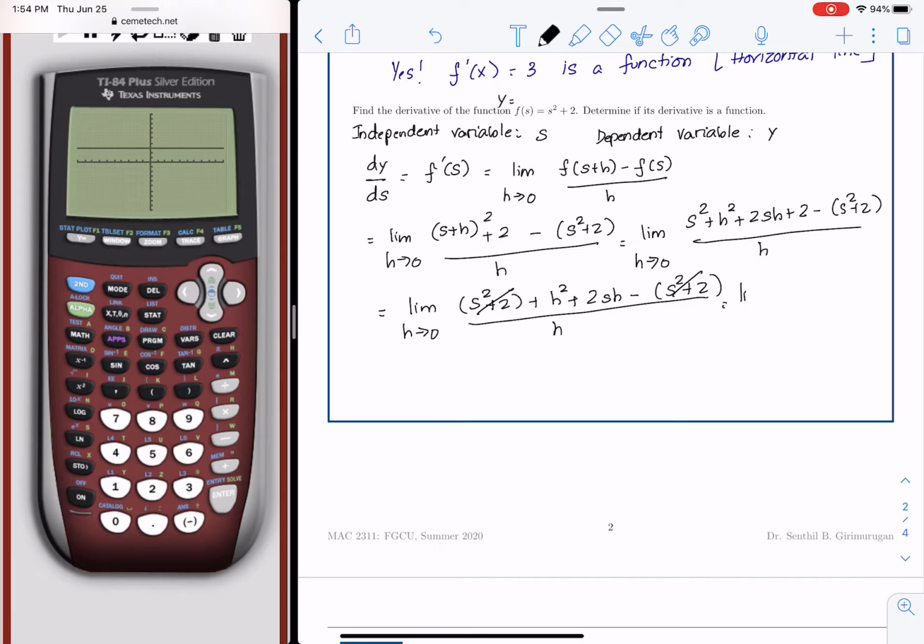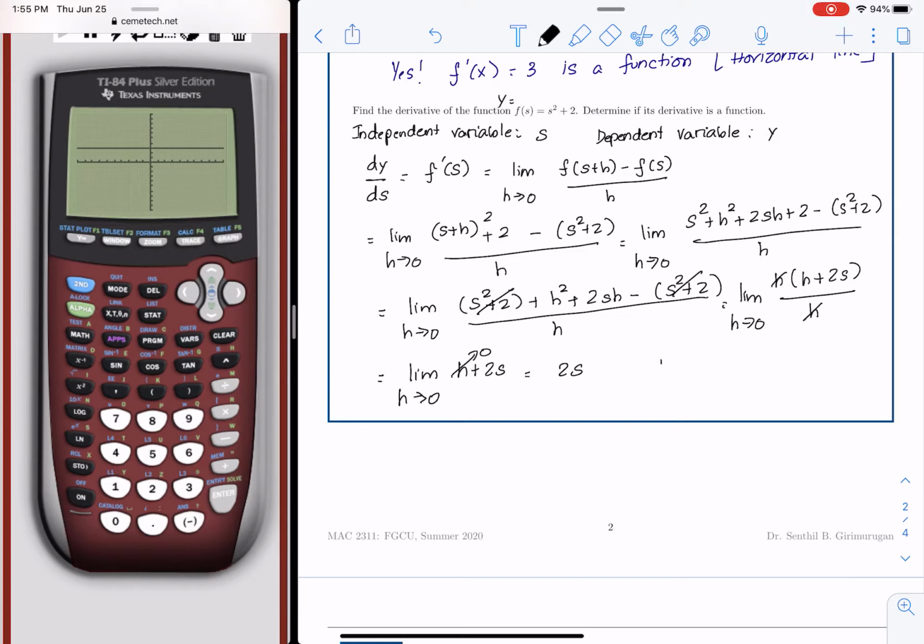I have an h in common in the numerator, so if I pull that out, I have h plus 2s divided by h. The h's would go away, and I have the limit as h approaches 0 of h plus 2s. If I apply the limit, the h is going to go away to 0. I'll simply have 2s. Is that a function?